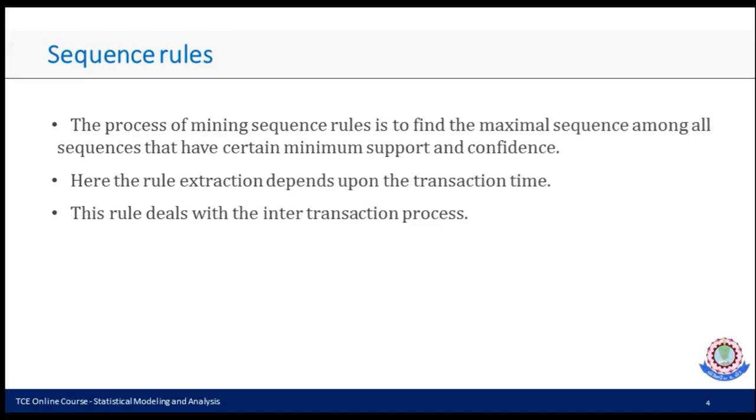Association rule mining is completely concerned with what items appear together at the same time. Here, sequence rule mining is completely concerned with what items appear at different times.